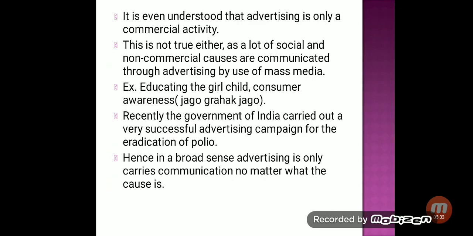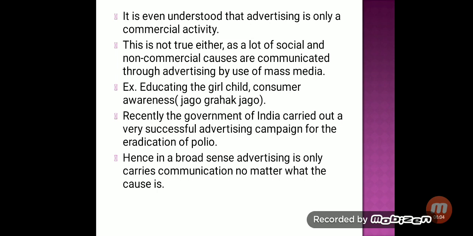It is even understood that advertising is only a commercial activity. Commercial means an activity to earn profit. That is true that whenever a company wants to advertise their product or service, the basic agenda is to create awareness through which people will purchase the product, sales will be made, and profit will be there. This is true. But every time it is not a commercial activity.